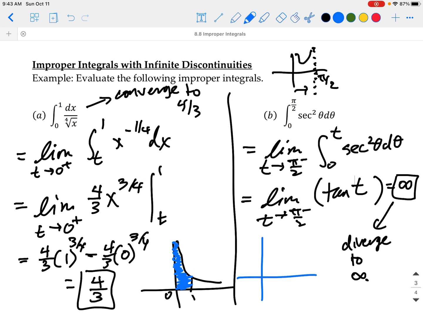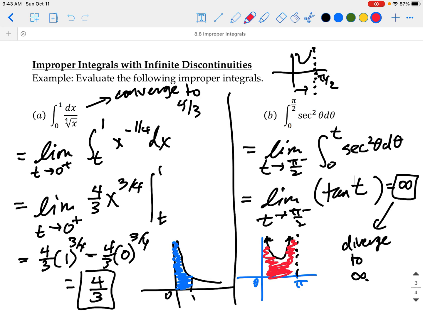Whereas for 0 to pi over 2 of our secant squared graph, this area is going to continue to get larger and larger and larger no matter what. It'll just continue to increase in size.